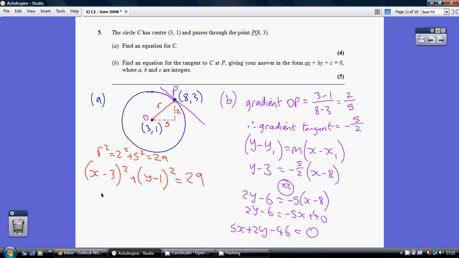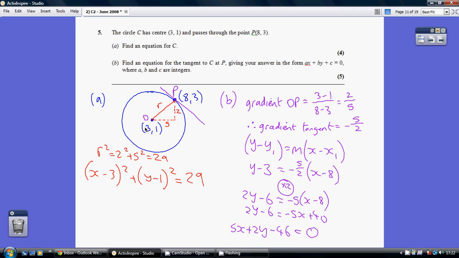So straight away we can say x minus 3 all squared plus y minus 1 all squared equals the radius squared. So how do we find the radius squared? Well, if you look at the diagram here, you can see that by popping in these red lines, we're just creating a right angle triangle we can solve by Pythagoras.